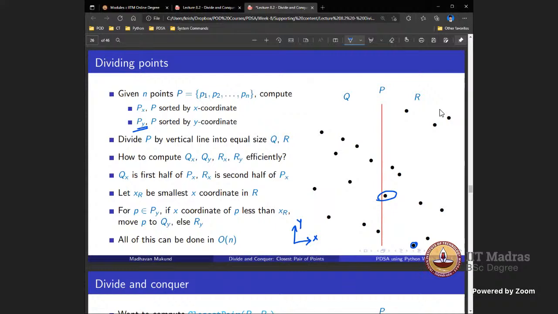Then I check whether its X coordinate is less than XR. It is greater than XR, surely, greater than the middle one. Then I am moving it to RY. Then I take this next point, it is also greater than XR, so it will move to RY. Let's say the next point is less than XR, then it will go to QY.